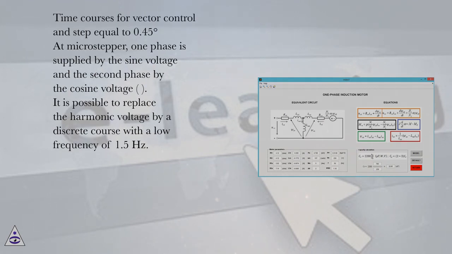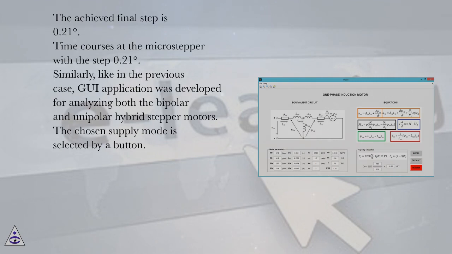In microstepping, one phase is supplied by the sine voltage and the second phase by the cosine voltage. It is possible to replace the harmonic voltage by a discrete course with a low frequency of 1.5 Hz. The achieved final step is 0.21 degrees. Time courses at the microstepper with a step 0.21 degrees.